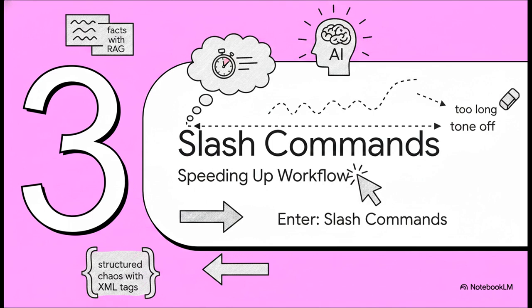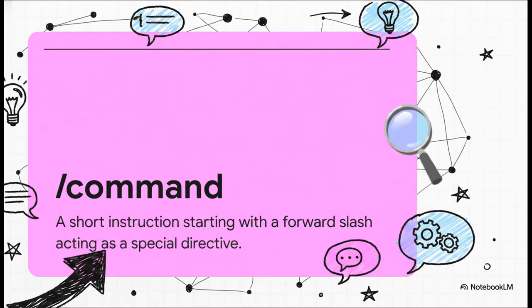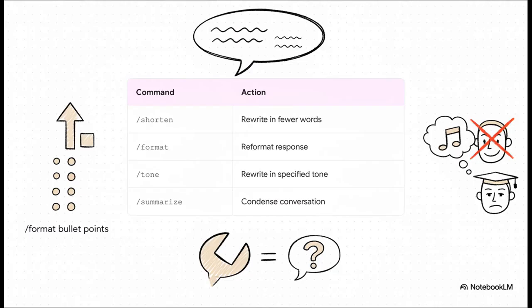Section 3, speeding up with slash commands. Okay, so you've injected the facts and you've structured the chaos. The AI just gave you a pretty great response, but maybe the tone is slightly off, or it's just a bit too long. Instead of rewriting your entire giant XML prompt, enter slash commands. A slash command is essentially a short instruction, completely borrowed from coding terminals, that acts as a special lightning-fast directive for the AI. A lot of popular AI platforms actually have these built in natively right now.